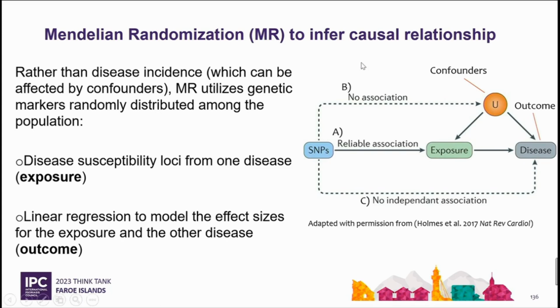So there are multiple different assumptions that we have to make, okay, including that the SNPs cannot have an independent association directly with the disease. So if there's a potential pleiotropic effect, we have to control for it. There should also be no association with confounding factors. If there is, then we also have to control for it, like in a multivariable model, okay.